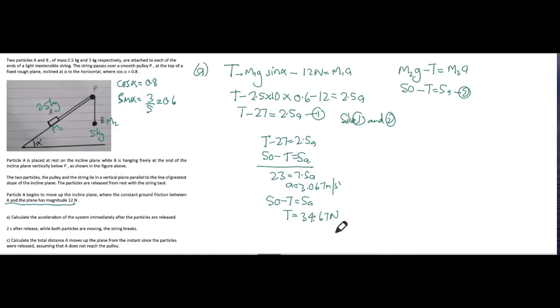Now for part B, it's not C, it's part B. Calculate the total distance A moves up 2 seconds after the release, while the particles are moving and the string breaks. Calculate the total distance A moves up the plane from the instant the particles were released, assuming that A does not reach the pulley. So part B, let's continue here.